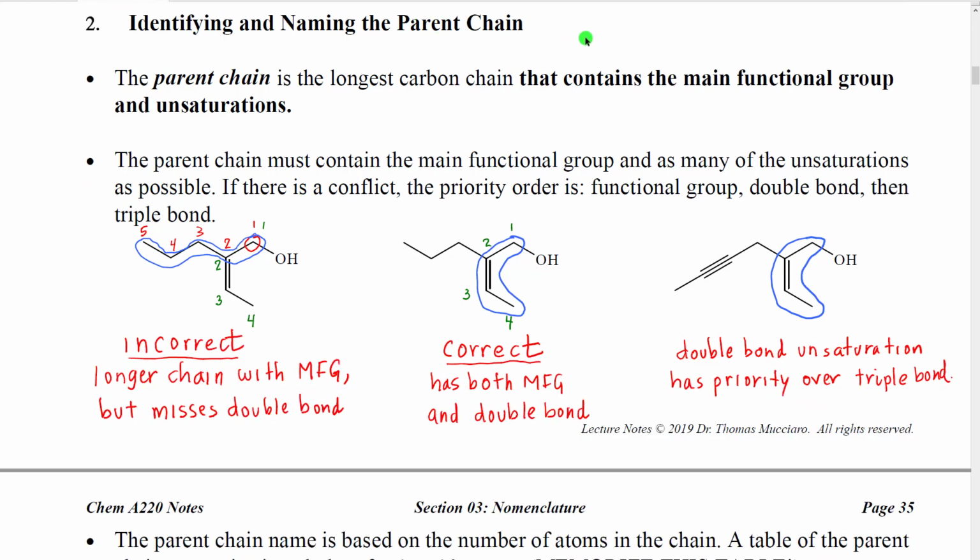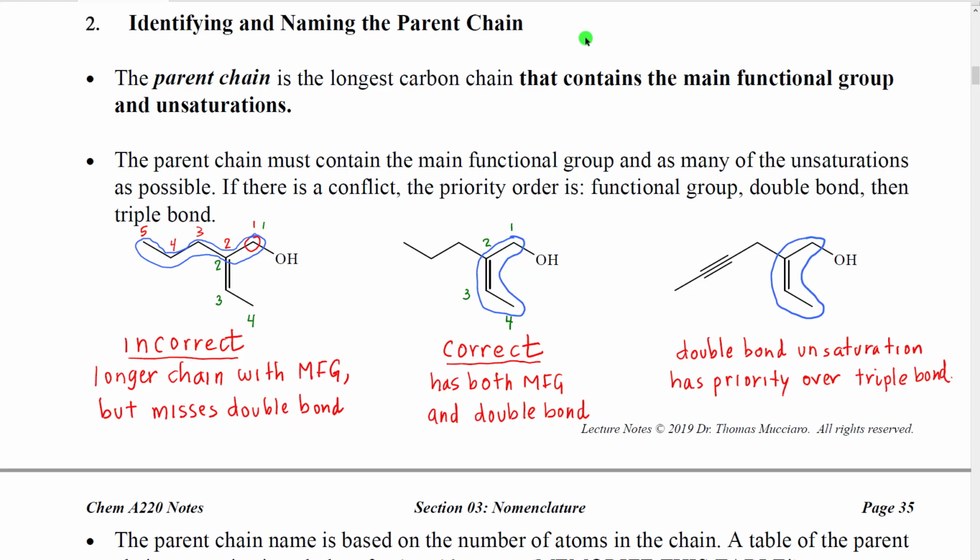Once we have identified our main functional group and any unsaturations, we then look at the structure of the molecule, and what we want to do is identify the longest carbon chain that contains the main functional group and unsaturations. So I have some examples here to show you some of the subtleties of this. The parent chain that we identify, the longest carbon chain, has to contain the main functional group, and it needs to contain as many of the unsaturations as possible.